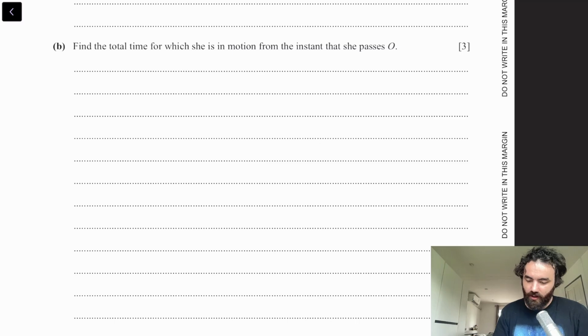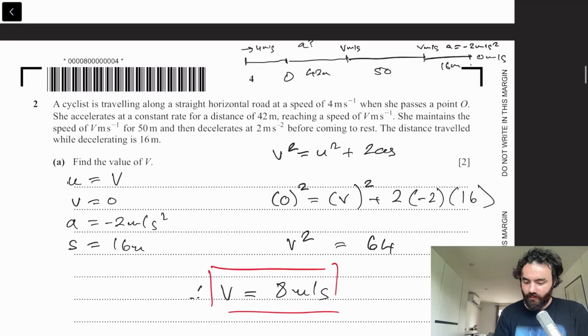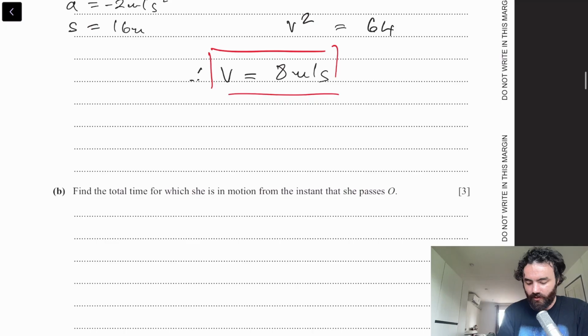Anyway, find the total time for which she is in motion from the instant she passes O. So what do we have here? The total time from here to here. We can split this up into 3 segments, T1, T2, and T3. We calculate the time for each segment, sum them up, and we get the total time. So the total time will be T1 plus T2 plus T3.